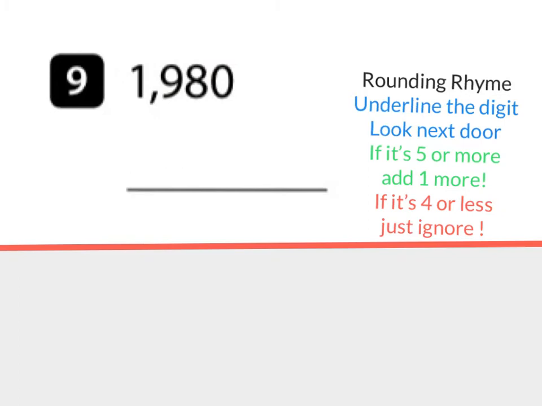1,980 rounded to the nearest hundreds place. You underline your hundreds place and circle the digit to the right. The circle digit is 5 or more, so you add 1 more to the 9, which will turn to a 10, and you cannot have 2 digits in one place, so you have to bring that 1 over here, which changes it to a 2, and then the 9 will change to a 0. The circle digits and all of them to the right will turn to a 0. 1,980 rounded to the nearest hundreds place will be 2,000.